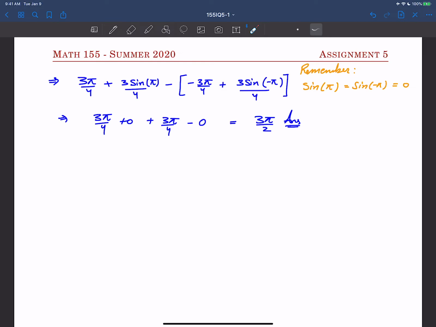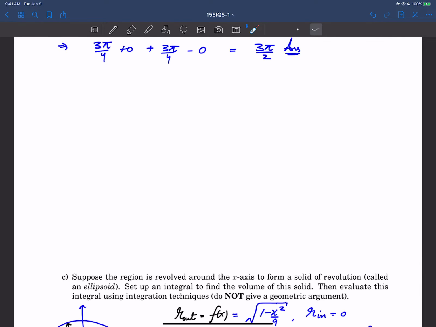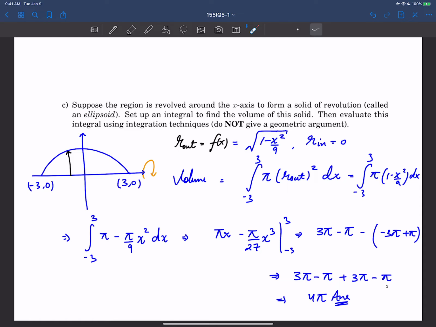Okay. And we expected it to be a number. You can definitely work out your way to solve for the area. You can confirm this answer and it makes sense. Okay. That's just the way you solve this problem. Easy peasy. Now the next thing is what they're asking you to do is suppose the region is revolved around the x-axis to form a solid of revolution. We call that ellipsoid.